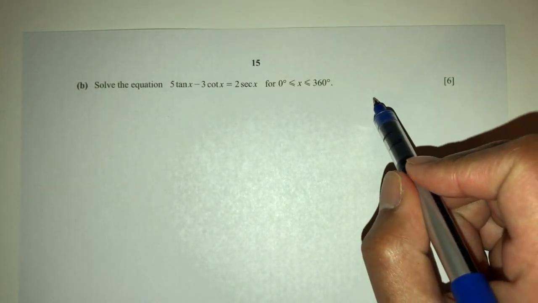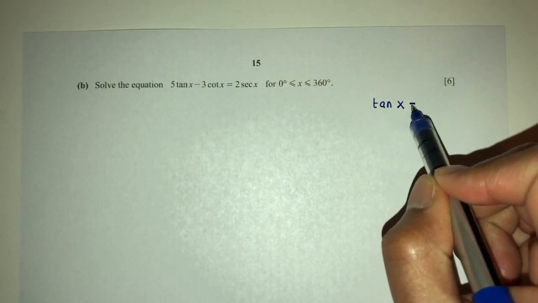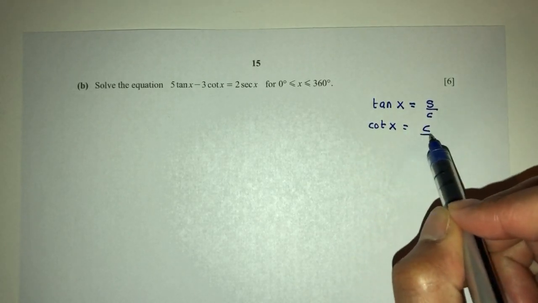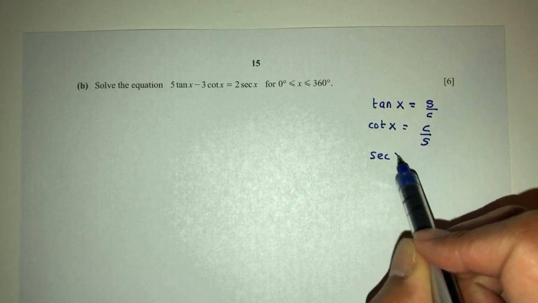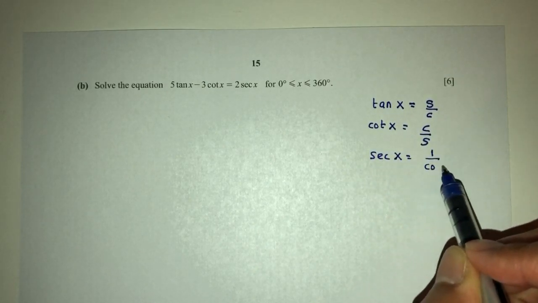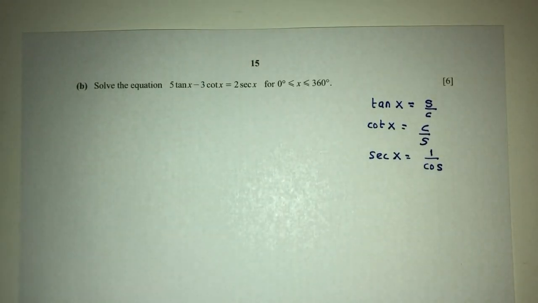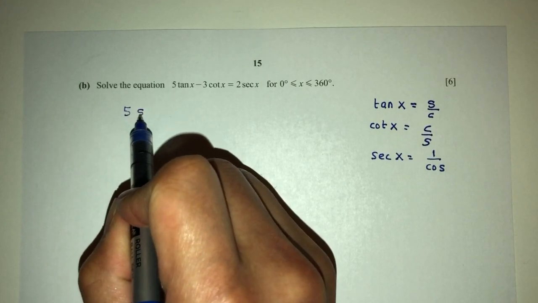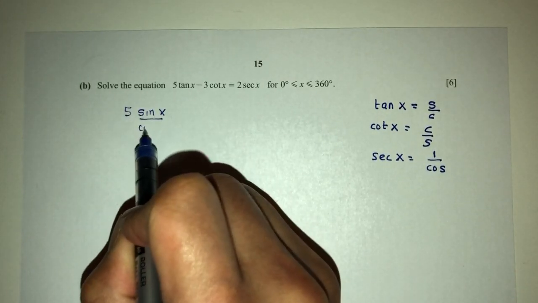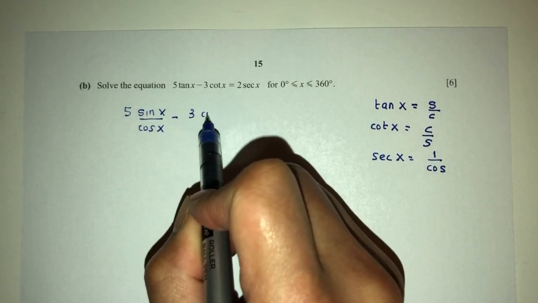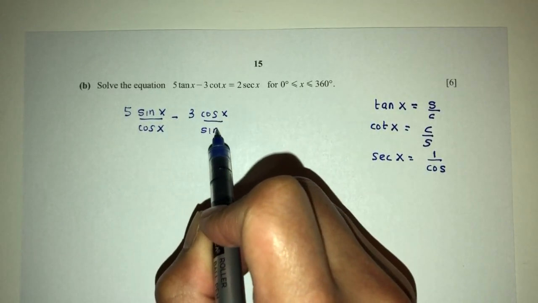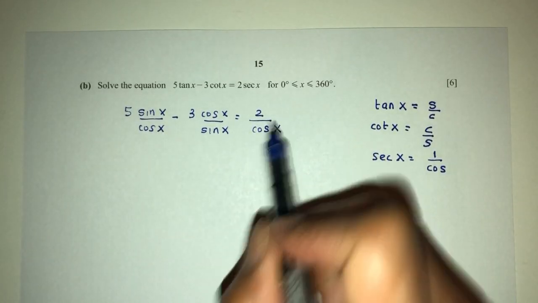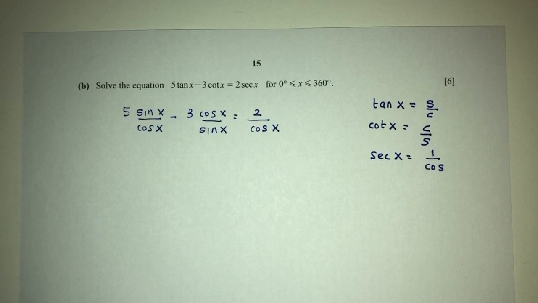So I know that tan is sine over cos. I know cot is cos over sine. I know sec will be 1 over cos. So let's replace all the values so we can have the terms in simpler forms. So 5 tan becomes sin x over cos x, minus 3 cot becomes cos x over sin x, equal to 2 over cos x. Okay, so now we have to simplify one by one.